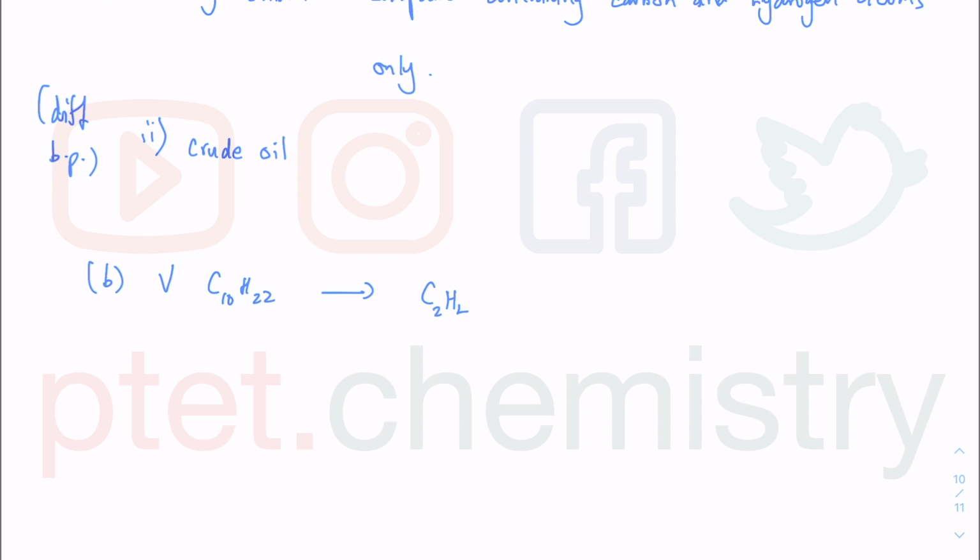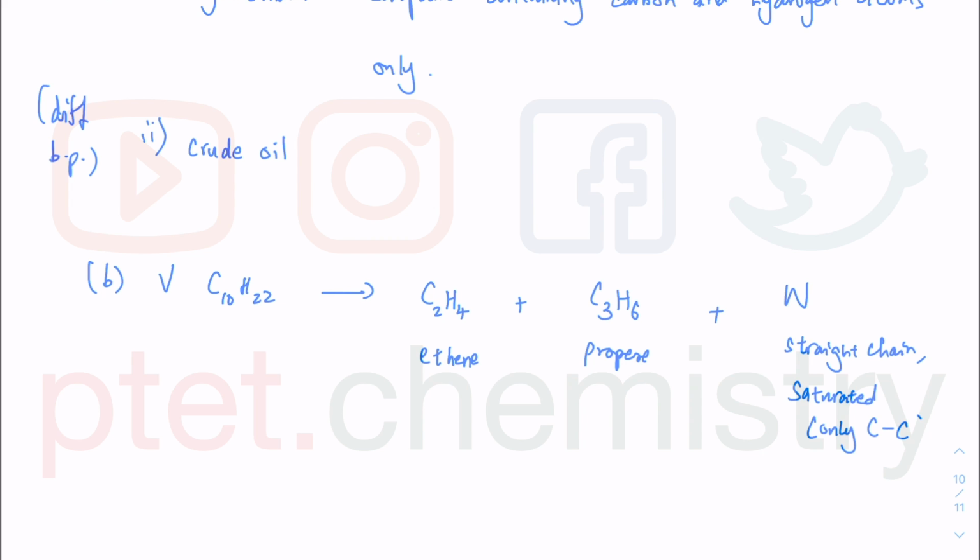Ethene is C2H4. This is an alkene with 2 carbon. You get propene, C3H6. And you also get W. W is a straight chain, so it's not branched or anything. It is also saturated. Saturated means no carbon-carbon double bond. In fact, it just means only carbon single bonds. Saturated.